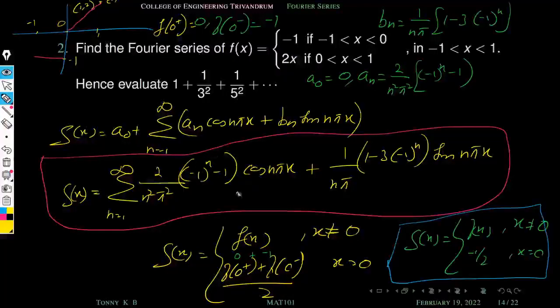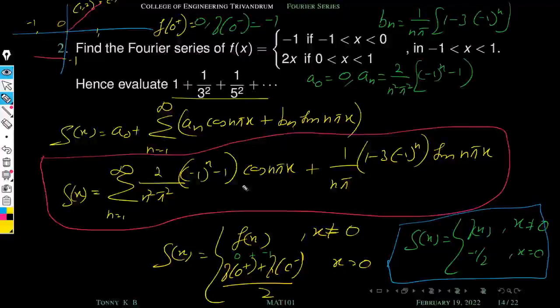So this is the relation between f of x and s of x. s of x is equal to f of x when x not equal to 0. When x equal to 0, our s of x is equal to -1 by 2. That means when we substitute x equal to 0 in this infinite series, the sum converges to -1 by 2. That's all. Next we have to evaluate this infinite series.